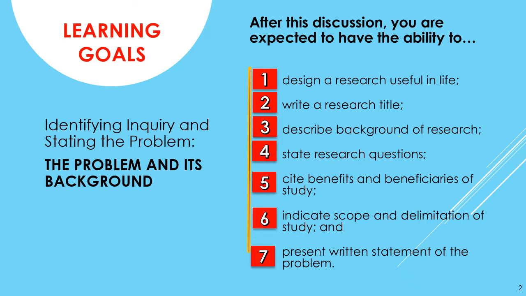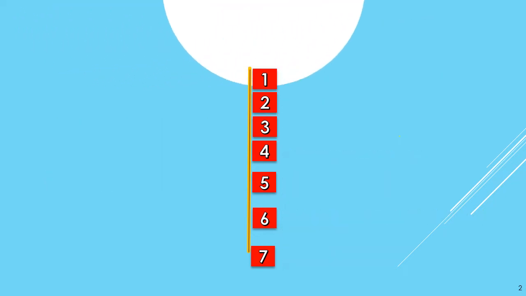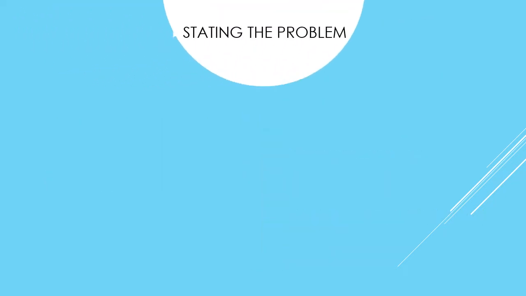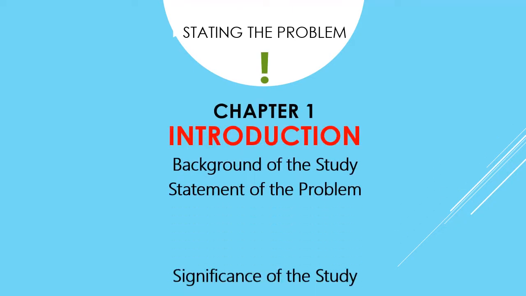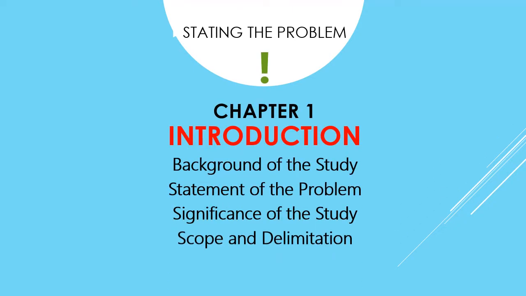In Chapter 1, of course, it includes the introduction and four parts: the background of the study, statement of the problem, significance of the study, and scope and limitation. In today's session, we are going to determine how we are going to write those parts of Chapter 1.